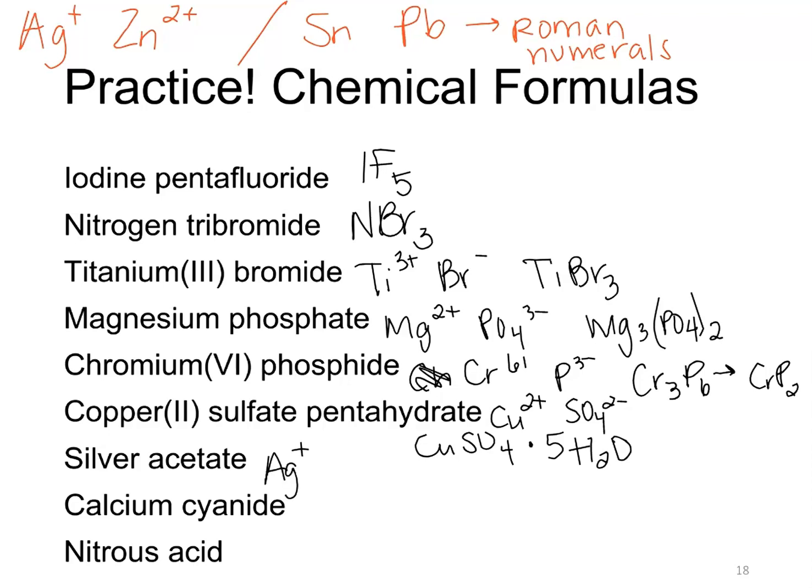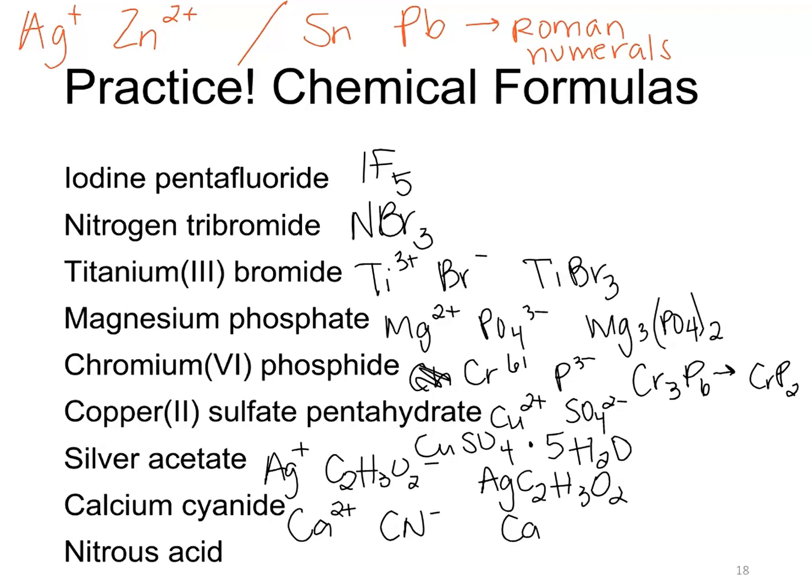Acetate is C2H3O2 with a negative charge. So the positive and the negative cancel out. It becomes AgC2H3O2. Then we have calcium cyanide. So calcium is a 2+, cyanide is a 1-. So we put those together, we get Ca(CN)2. We need to use parentheses because we're adding a subscript to our polyatomic ion.